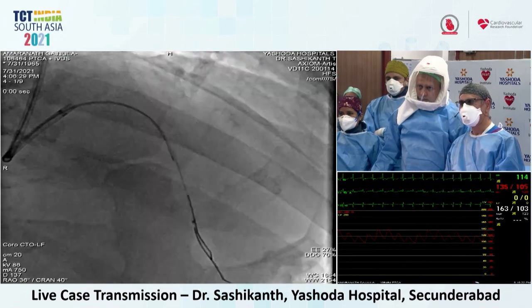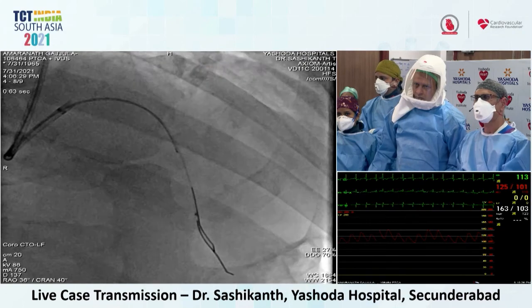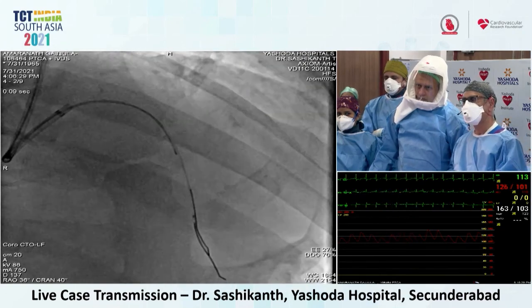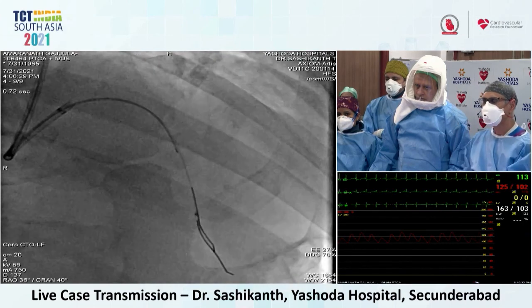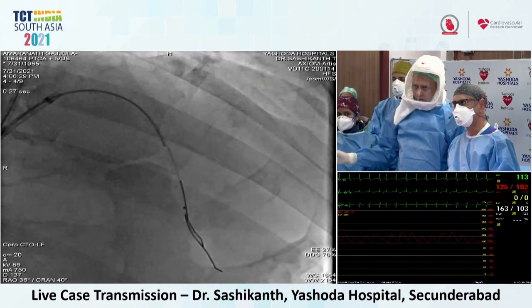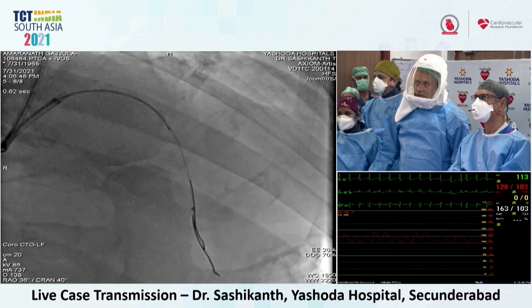So we have parked 2 wires in the distal LAD, and over 1 wire we have introduced the IVUS catheter. We use the Boston Scientific HD IVUS. We put in the IVUS catheter, and I can show you the first IVUS run. The first IVUS run.